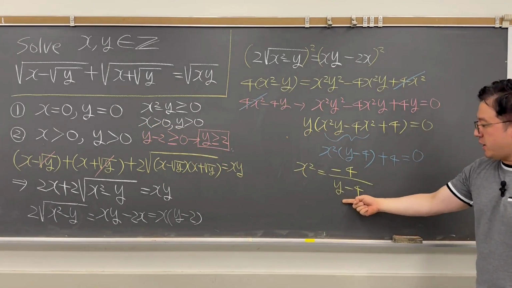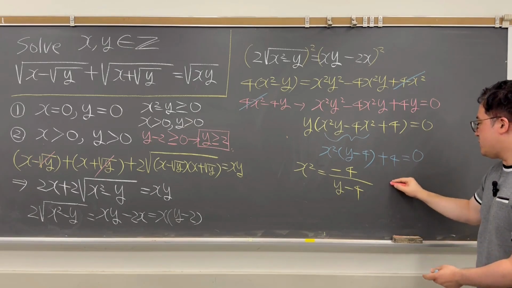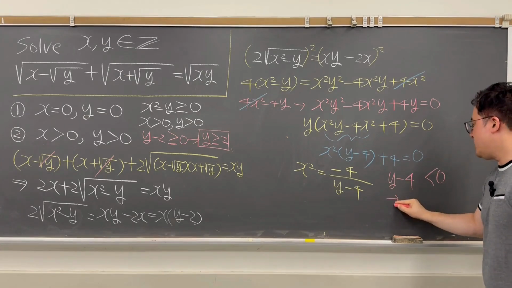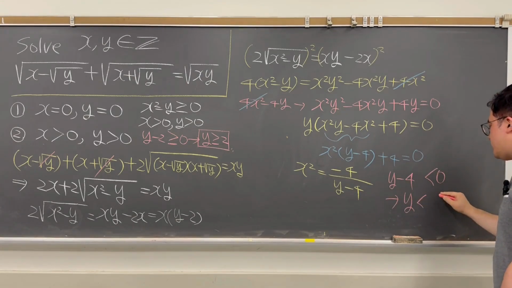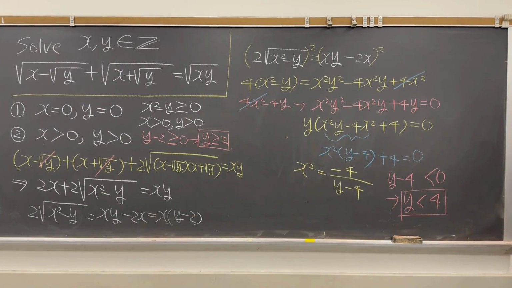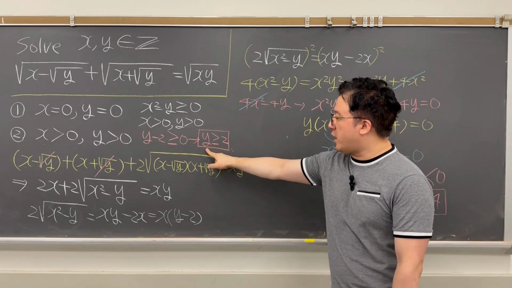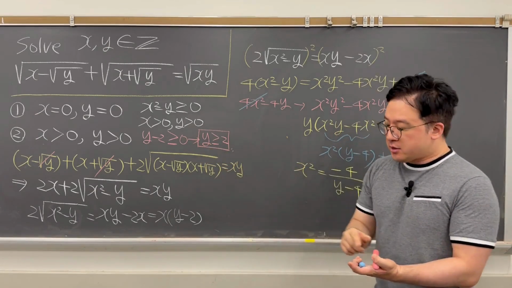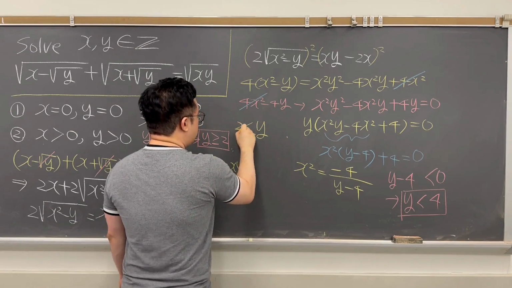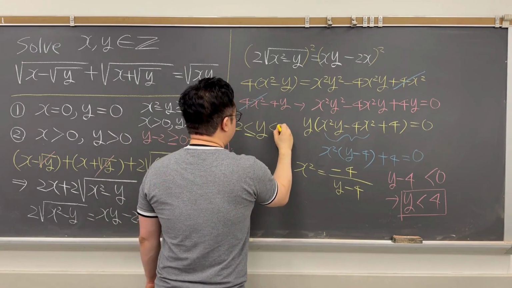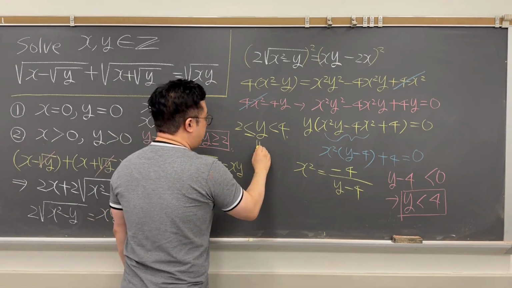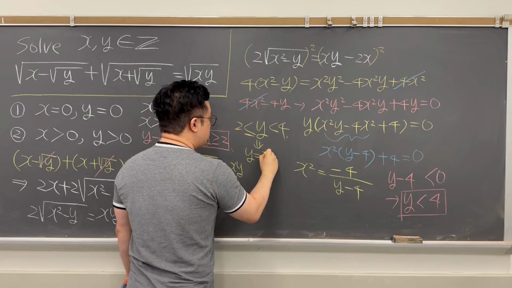That means this denominator, y minus 4, first of all, should be a negative number. That means your y has to be strictly less than positive 4. This is your second condition about the y. But then again, we already have the first condition about the y, that is y is greater than or equal to 2. So that's why the range of the y should be between 2 inclusive and 4 exclusive. Since we're looking for integer values for both x and y, that means the possible values for the y are 2 and 3.